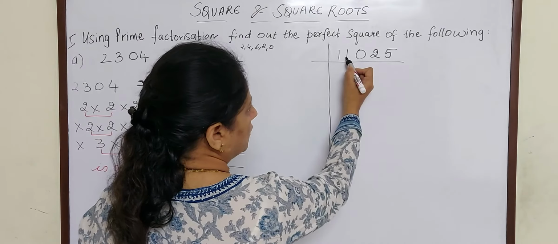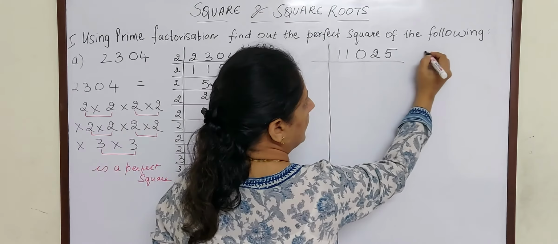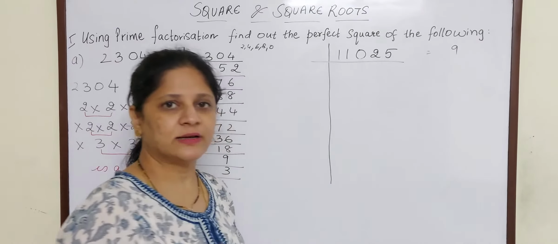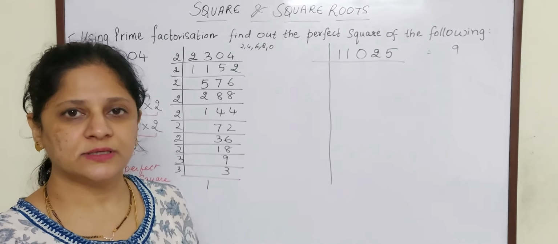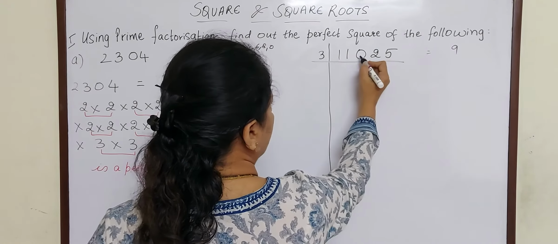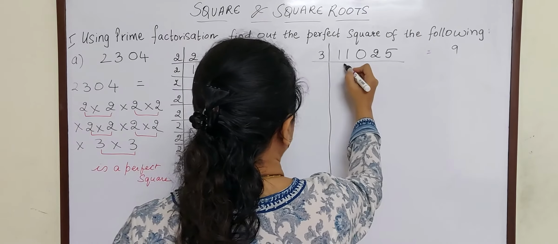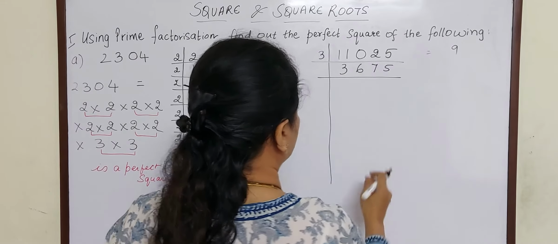So 1 plus 1 is 2, 2 plus 2 is 4, 4 plus 5 is 9. So when you add these digits you are getting 9. So 9 is a multiple of 3. That means this number will also be divisible by 3. So if you divide 11,025 by 3, your answer is 3,675.